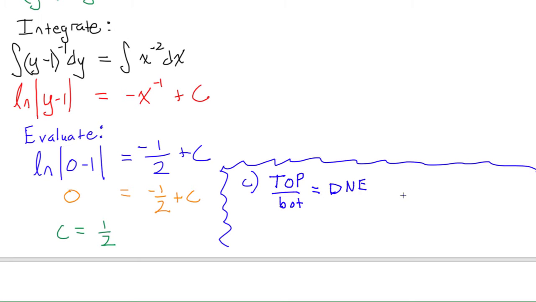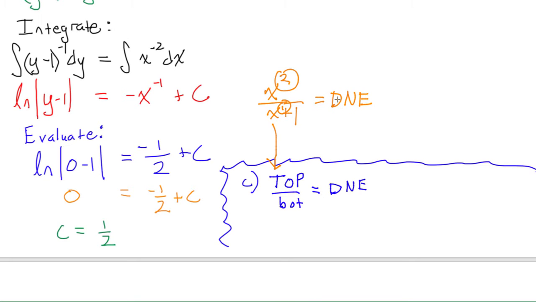You can say positive or negative infinity, but I think Ben lost the point because he said negative infinity or positive infinity when it should have been the reverse. If you just say DNE, you get the points. Here's an example: if I have x squared over x plus 1, the top has a degree of 2, the bottom has a degree of 1. The top has a bigger degree, so if I took the limit as x approaches infinity, it would equal DNE.